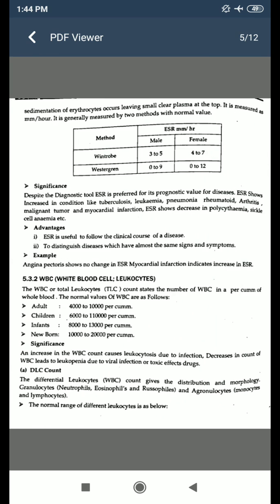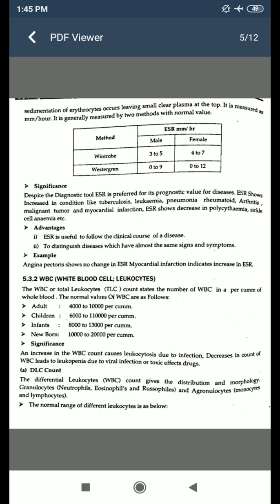Firstly, definition of physiological parameters. Physiological parameters is defined as the gauges used to check normal physiological form of organ or organ system. Then hematological parameters. First is RBCs, then second is WBCs. In previous lecture, we have seen the RBC count, the normal value in RBC count.